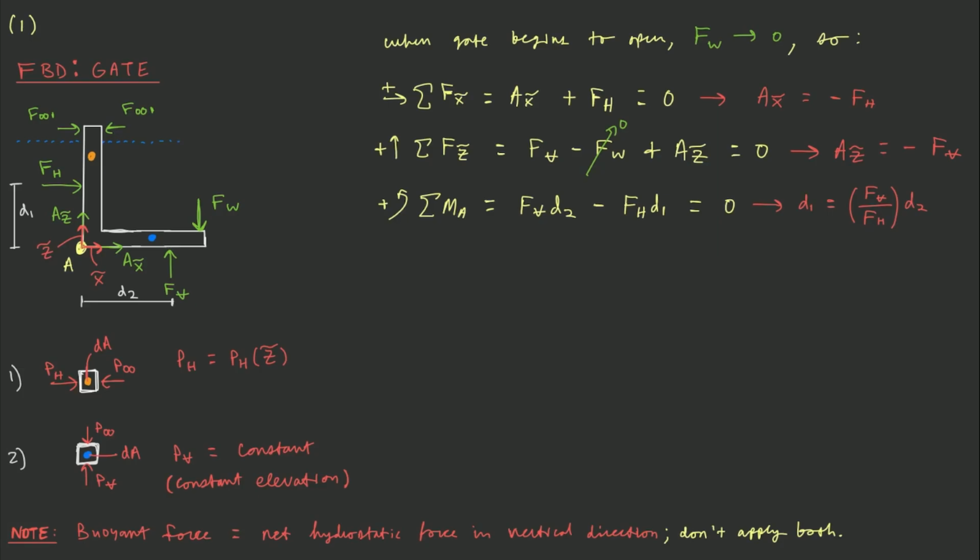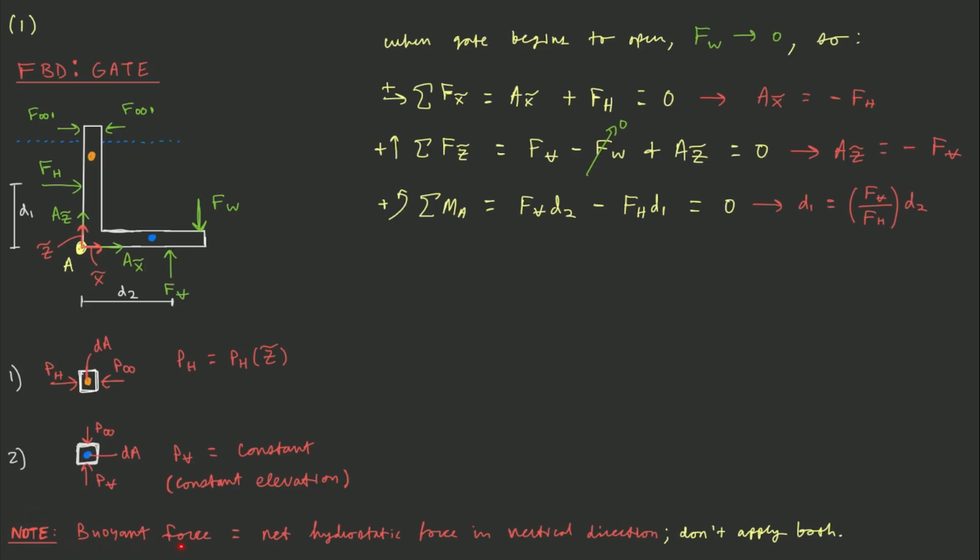And what you could see is, as we mentioned again, PV is constant in this case because the pressure on this face is constant because this face is at a constant elevation. So PV is constant, and we've already assumed that P infinity is constant. The pressure analysis on this face ends up being significantly simpler than the pressure analysis on this face.